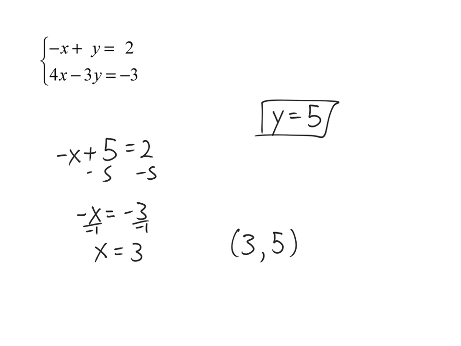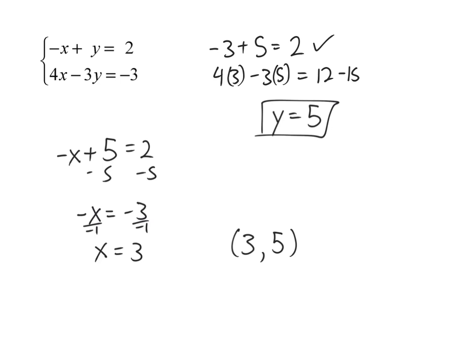Now, just to make sure that this works, I'm going to plug these back into here. So if I do that, I end up getting negative x, which is going to be 3, plus y, which is 5. And if I add those together, I do get 2, so that works out. Then I check the other one, so I get 4 times 3 minus 3 times 5, and that will give me 12 minus 15, and 12 minus 15 is negative 3, and that works out too. So that's how you can check your answer.